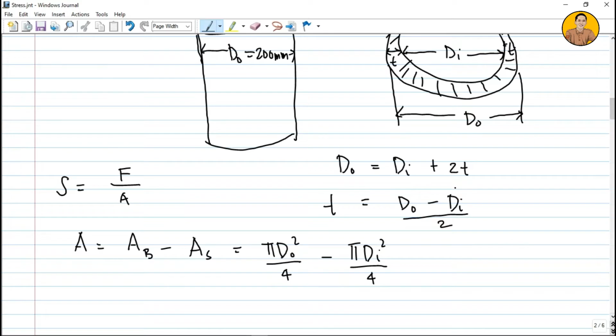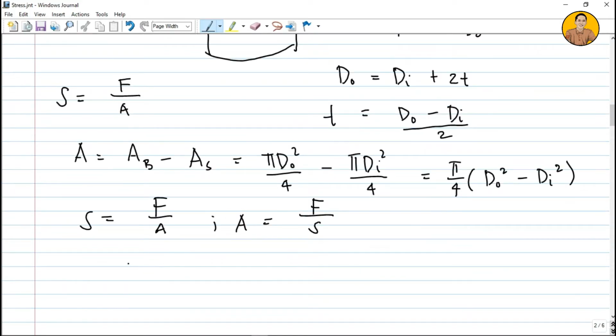So in order to find the thickness, kailangan nating mahanap muna yung inside diameter. Given kasi yung DO, DI lang yung wala. So we can say we have pi all over 4. I-factor out na natin siya, DO squared minus DI squared. Ito na yung input natin. So we have stress is equal to force all over area, so area is equal to force divided by stress. So pi over 4 times the quantity DO squared minus DI squared is equal to F over S.